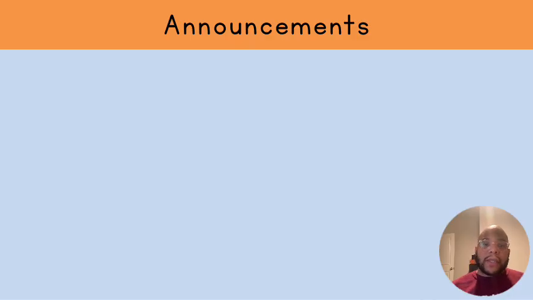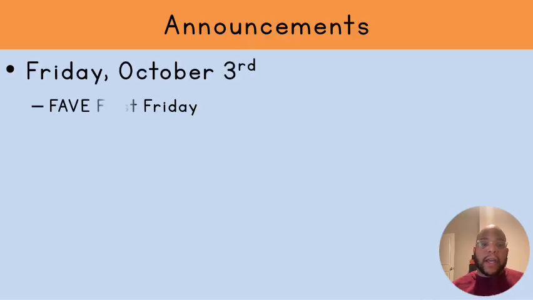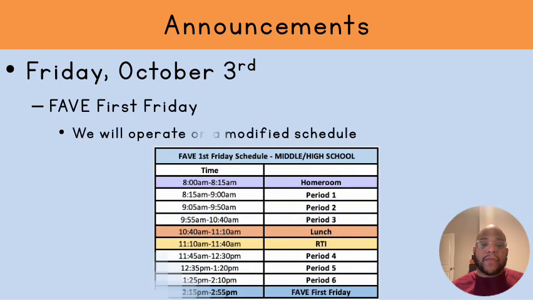So, a few announcements this week. First up is that on Friday, we are going to have Fade First Friday. So, we are going to operate on a modified schedule. So, I am going to see you all at 12:35 on Friday. We'll have an abbreviated class from 12:35 to 1:20, so about 10 minutes off our class time. But we are going to observe this modified schedule so that we can be prepared for our Fade First Friday activity at the end of the day.